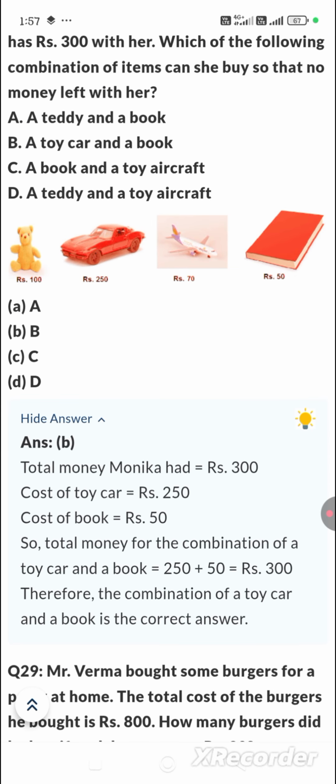Cost of toy car is rupees 250. Cost of book is rupees 50. So total money for the combination of a toy car and a book is 250 plus 50, rupees 300. Therefore the combination of a toy car and a book is the correct answer.